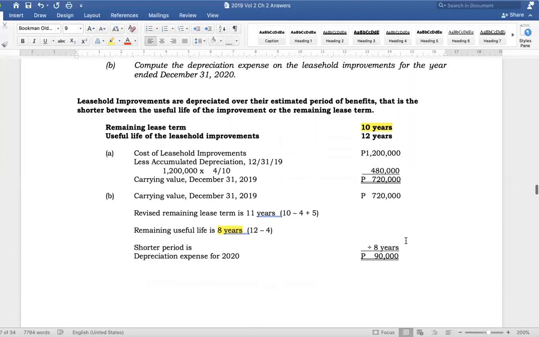Okay, go back to the principle. Leasehold improvements are depreciated over their estimated period of benefits, that is the shorter between the useful life of the improvement or the remaining lease term. If during the period of the lease term there is a negotiation for the renewal of the lease term, then during that year you have to reassess the remaining useful life and the remaining extended lease term. So you take again the shorter period.